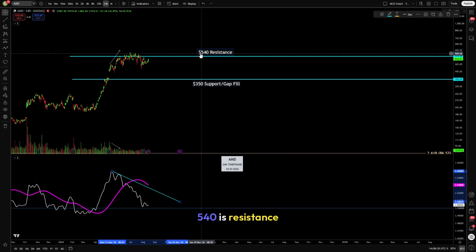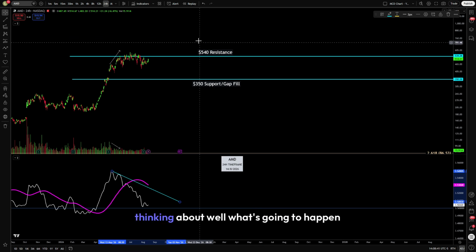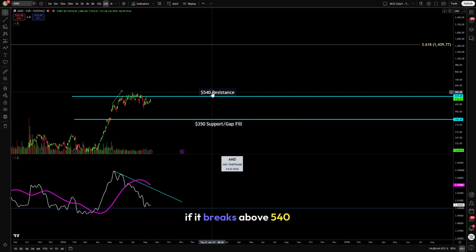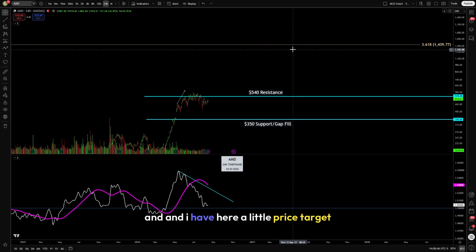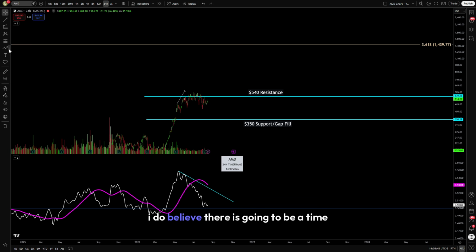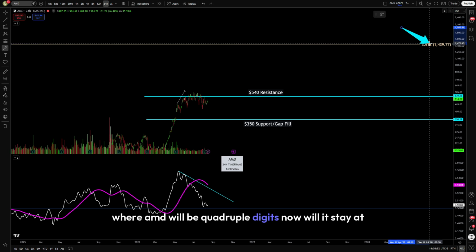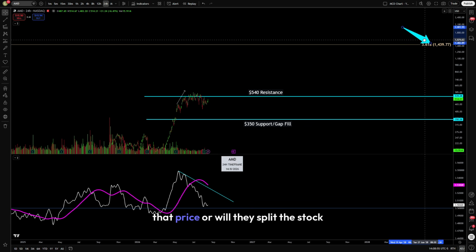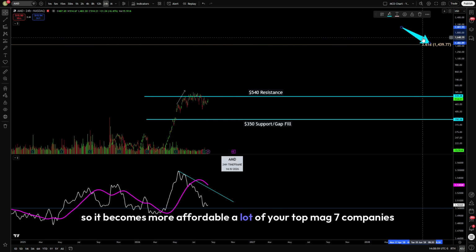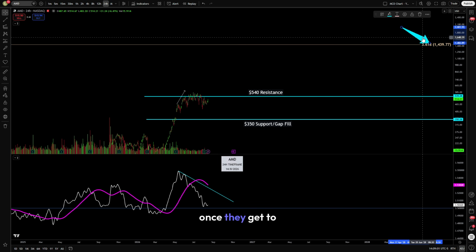Now, 540 is resistance, and I know some of you are thinking, well, what's going to happen if it breaks above 540? I have here a little price target. I do believe there's going to be a time and a place where AMD will be quadruple digits. Will it stay at that price, or will they split the stock so it becomes more affordable? A lot of your top Mag 7 companies, once they get to that $1,000 valuation, end up splitting the stock. The same thing happened to NVIDIA. It was trading near or over 1,000, and then they split the stock.